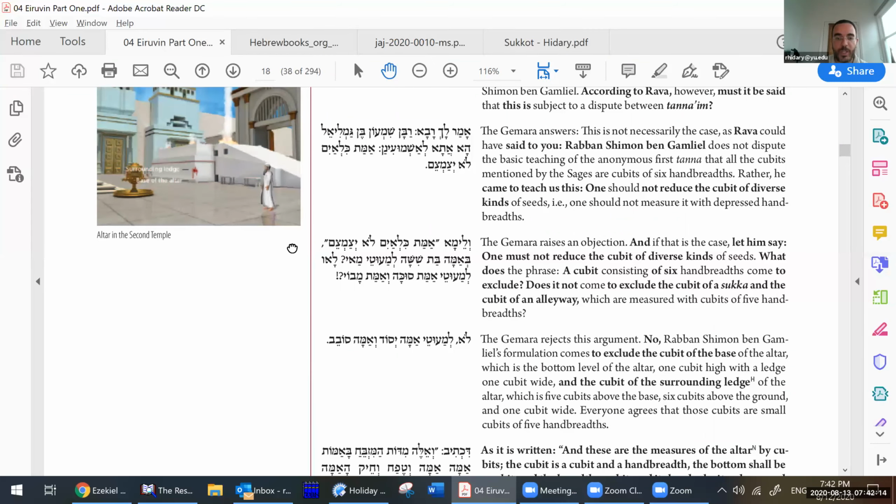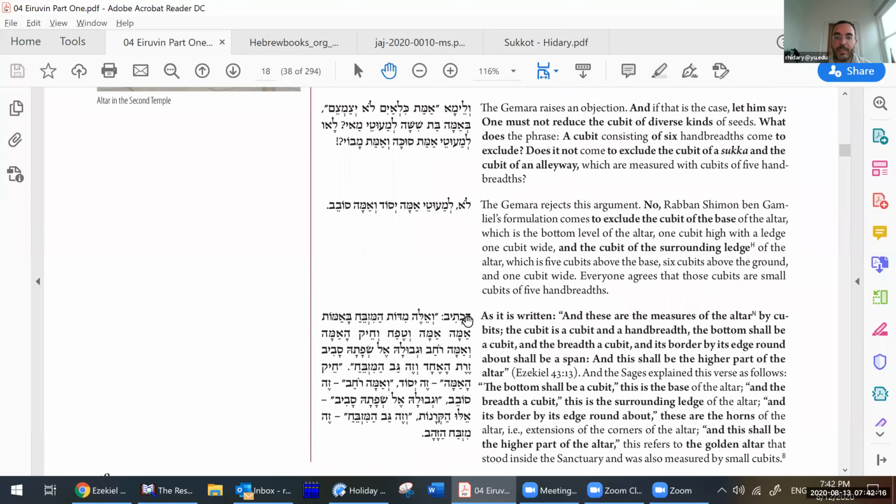And now we get to the pasuk that I showed you when we started. Kitvei from Yechezkel. Ve'ele midot Mizbeach ba'amot, amma betefach. V'chek amma, so every amma is an amma plus a tefach. So in other words, there are 2 sizes of amot.